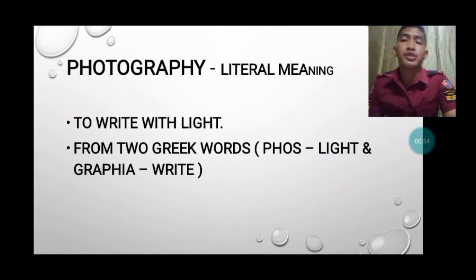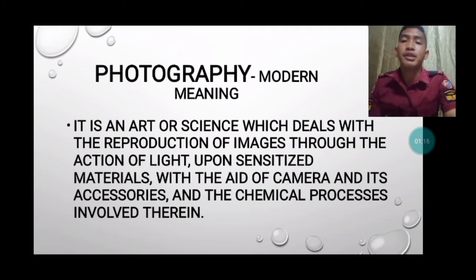Photography has three meanings: literal meaning, modern meaning, and technical meaning. Photography in its literal meaning comes from the two Greek words phos, which means light, and graphia, which means to write. Overall, photography in its literal meaning is to write with light. In a modern meaning, photography is an art of science which deals with the reproduction of images through the action of light upon sensitized materials with the aid of a camera and its accessories and the chemical processes involved therein.